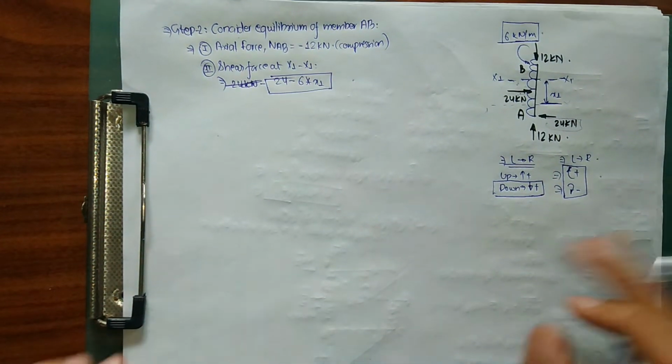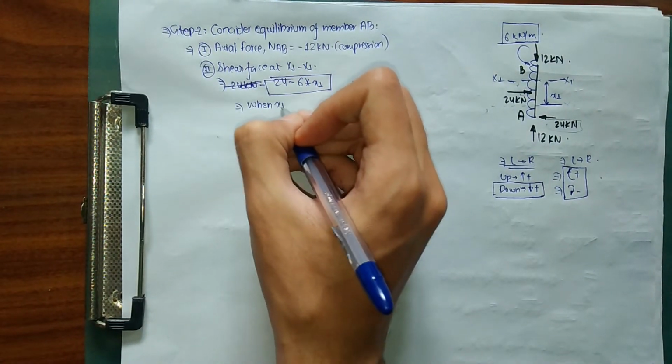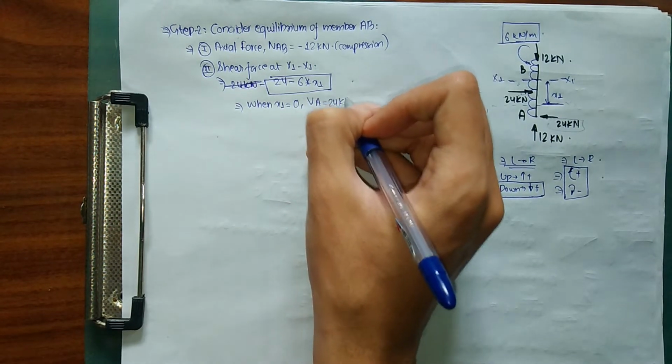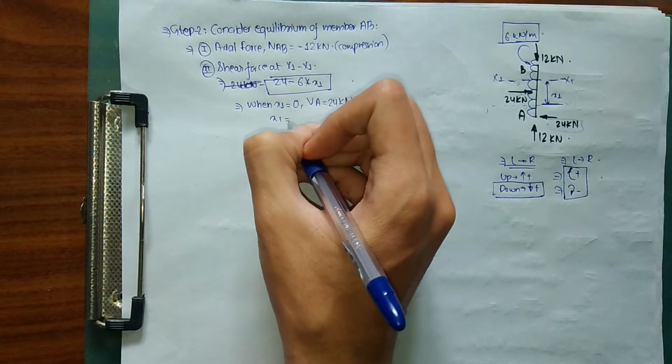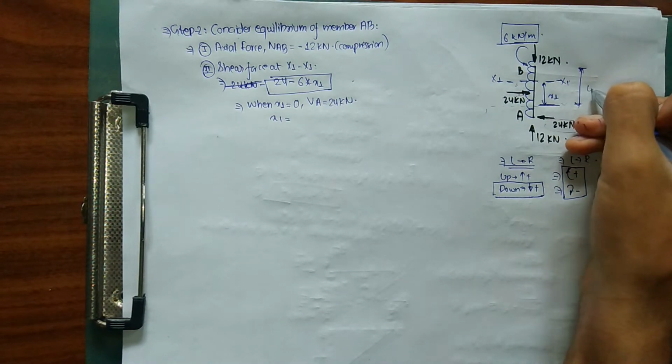Next, we are going to vary our x. When x1 equals 0, shear force at A equals 24 kilonewton. When x1 equals, we take the total span of 4 meters.